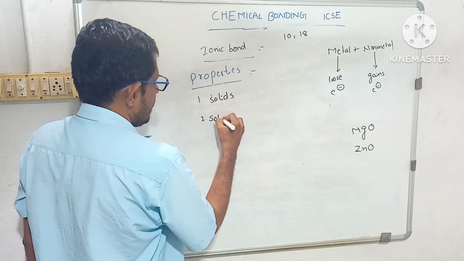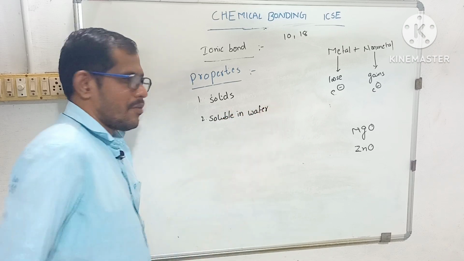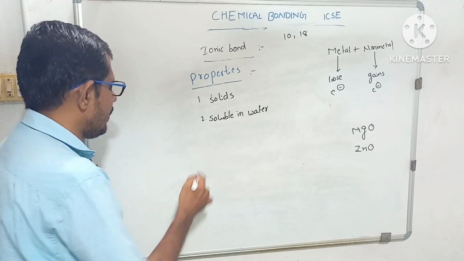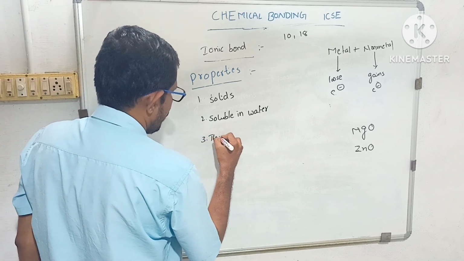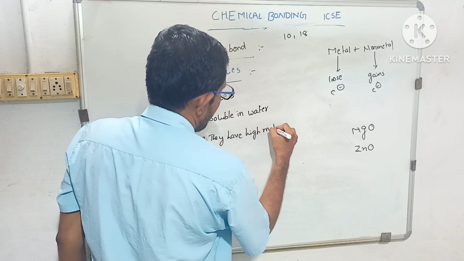The second thing is they are soluble in water. So salt is soluble in water, right? NaCl is salt. So all ionic compounds are soluble in water, right? They have high melting and boiling points.